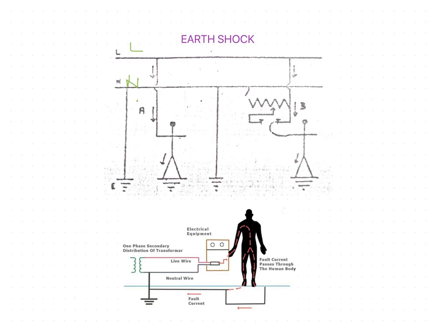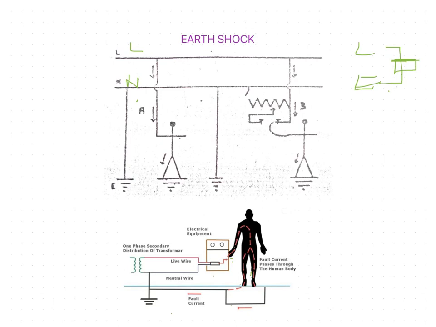So the earth forms part of the conducting pathway, and there may be a connection between the live wire of the mains and the earth. If any person becomes a part of this circuit, then the person will get the earth shock. Here you can find this person becoming a part of the circuit, so the current flows through the body and reaches the earth. This is the faulty current passing through the human body if earthing is not properly done.